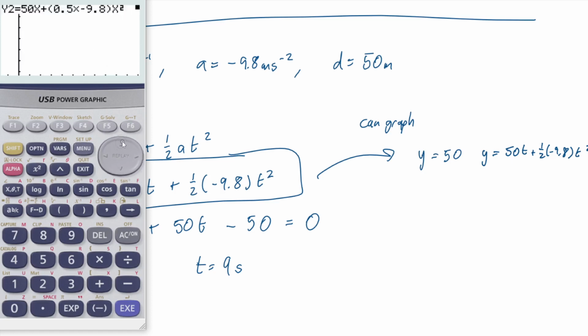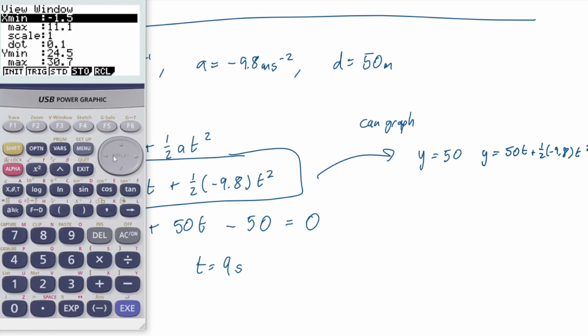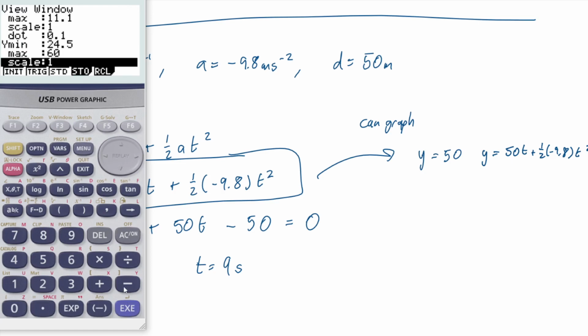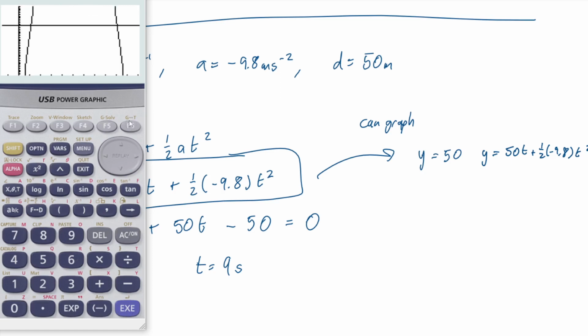Oop. Here we go. So looking at our graph, it seems to go very high. So let's adjust our window, F3. And our Y max should be more than 50, because we know it gets higher than that. Exit, draw again. There we go. Beautiful. So we can see this negative quadratic and this straight line intersecting through it.